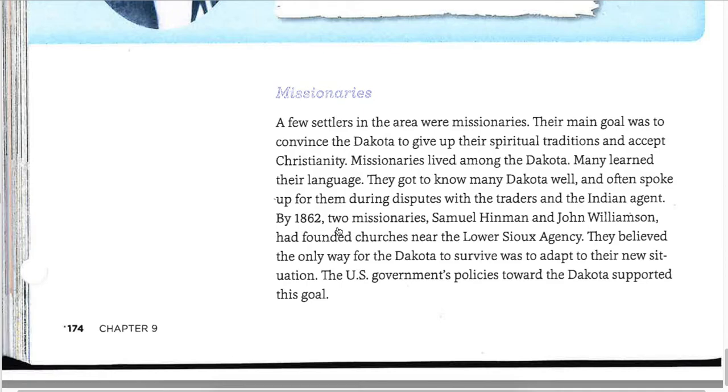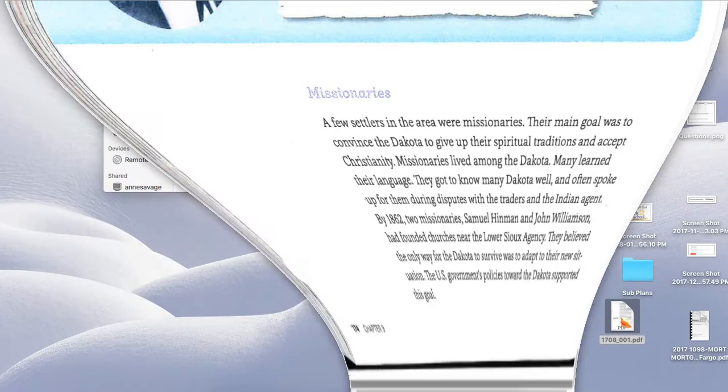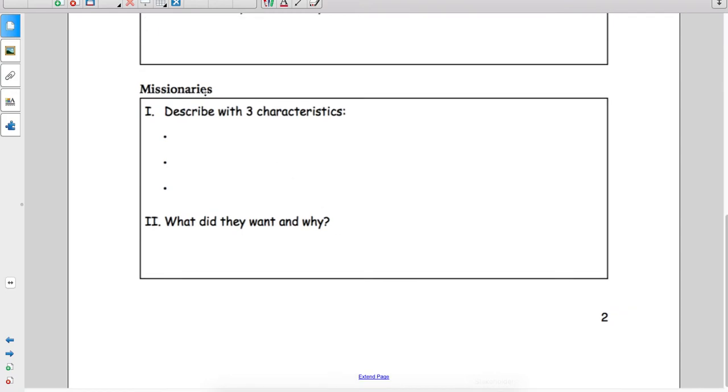By 1862, two missionaries, Samuel Heineman and John Williamson, had founded churches near the Lower Sioux Agency. They believed the only way for the Dakota to survive was to adapt to their new situation. The U.S. government's policies toward the Dakota supported this goal. So for this, as an individual, you will take notes here and tell what the missionaries wanted and why. You can pause and do that as an individual. This concludes the screencast.